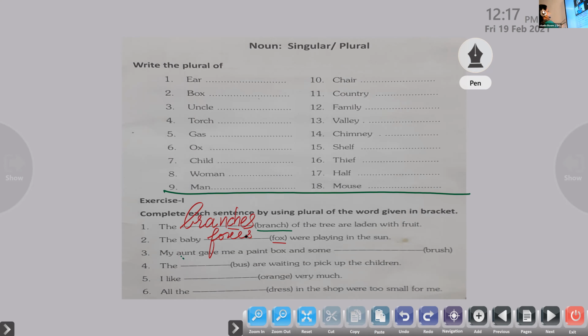Now Ayush, come on, do the next one. My aunt gave me a pen, paint box and some brushes. Yes, brushes. So what's the spelling of brushes? Brushes. Very good, very good. Agnes, very good.